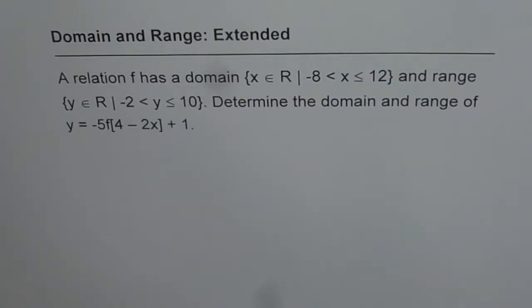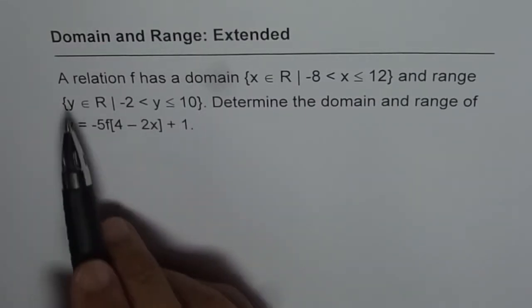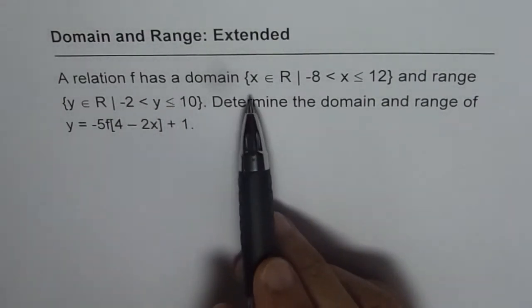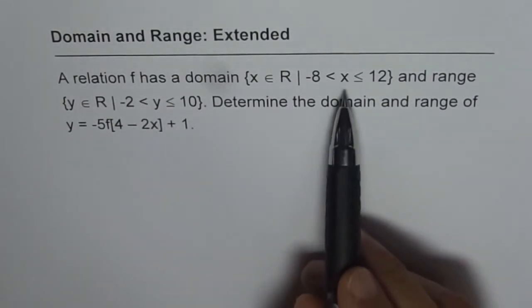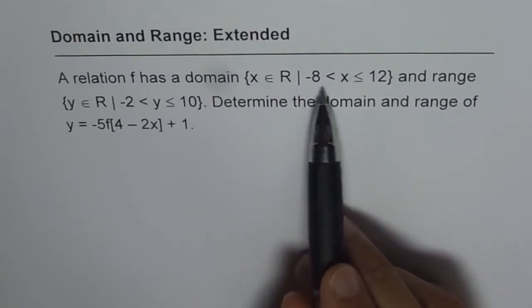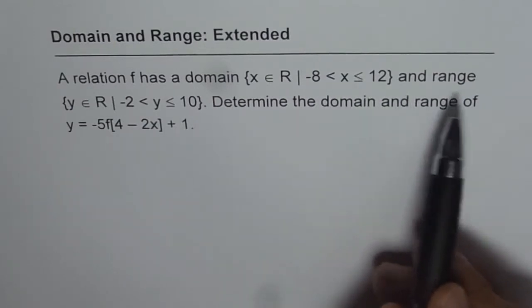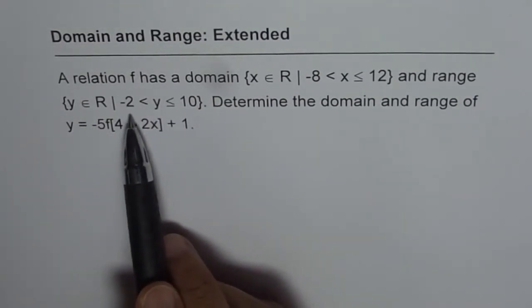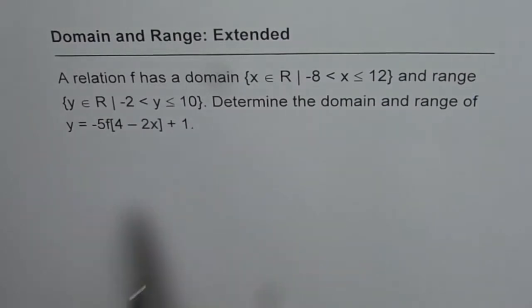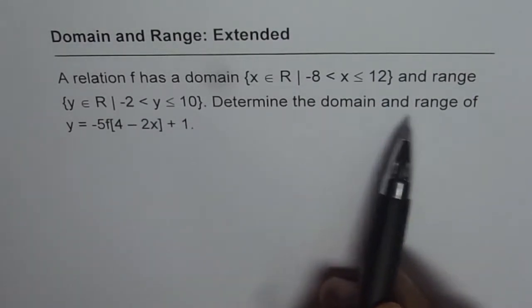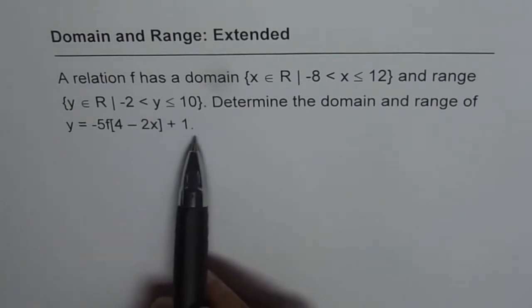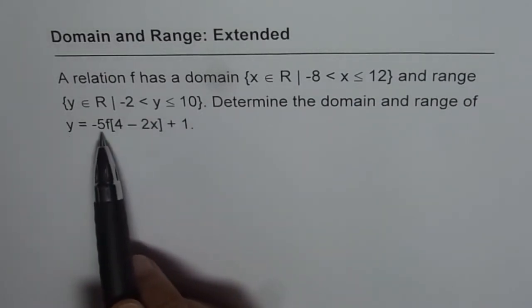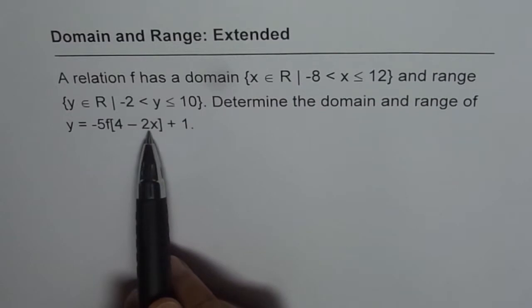I'm Anil Kumar, and this is the ultimate question which involves domain and range combined with transformations. A relation f has a domain x belongs to real numbers where x is greater than -8 and less than or equal to 12, and range of y belongs to real numbers where y is greater than -2 and less than or equal to 10. Determine the domain and range of the transformed function y = -5f(4 - 2x) + 1.